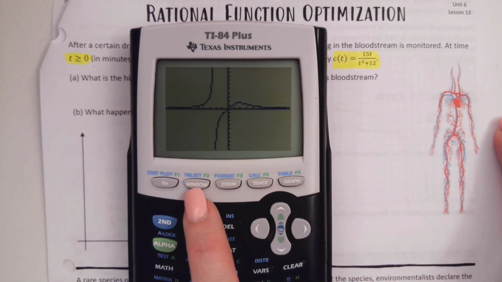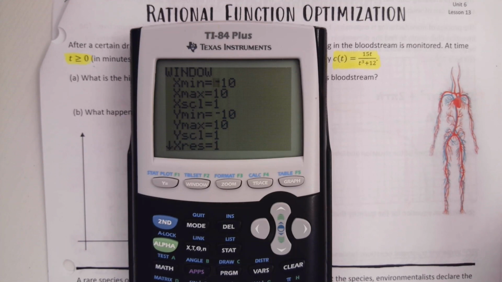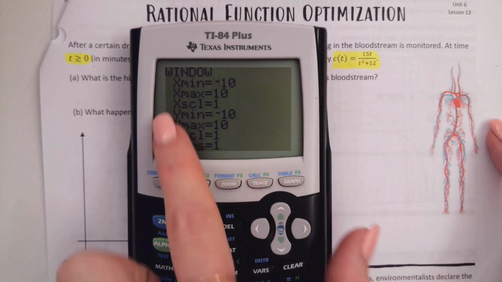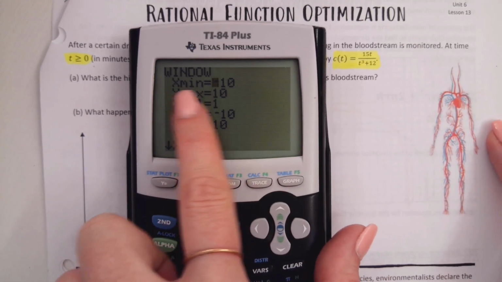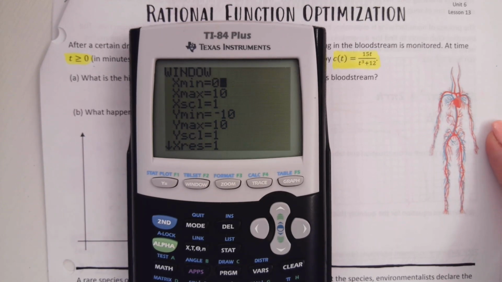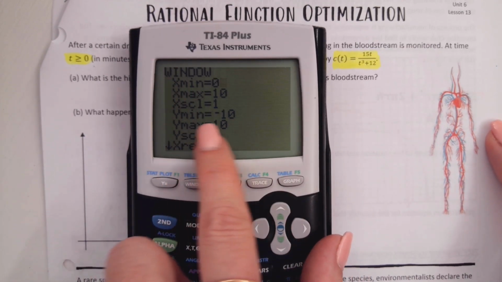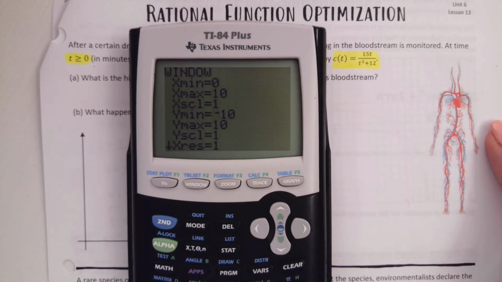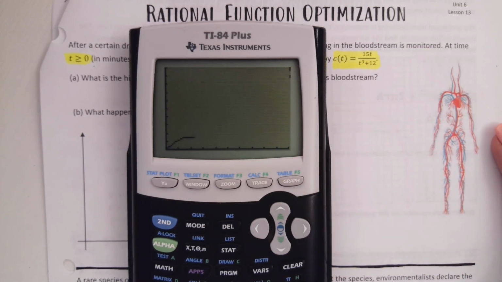So we're going to go to our window. Very good. The x minimum, we don't need any negative numbers on our x-axis. So I'm going to make that 0. Do I need any negative numbers on my y-axis? No, so I'm going to make my y minimum 0. Okay, and again, that still might not be great, but we can press graph. We change the x min to 0 and the y min to 0. Everybody change those? Let's graph and see if we need to adjust more.